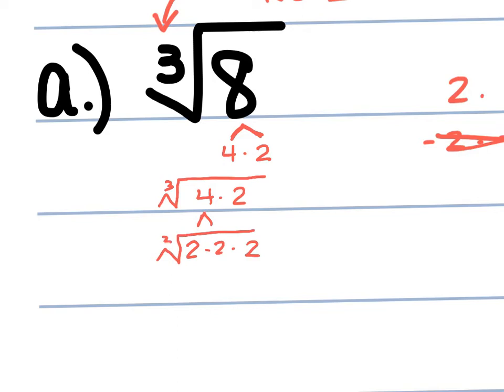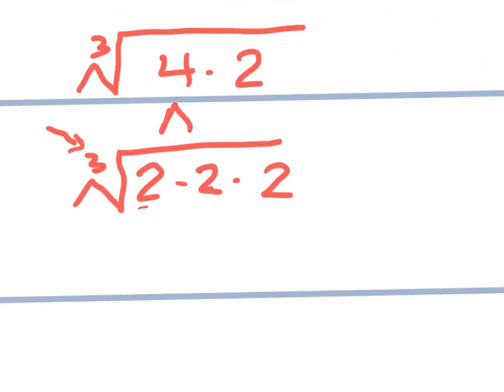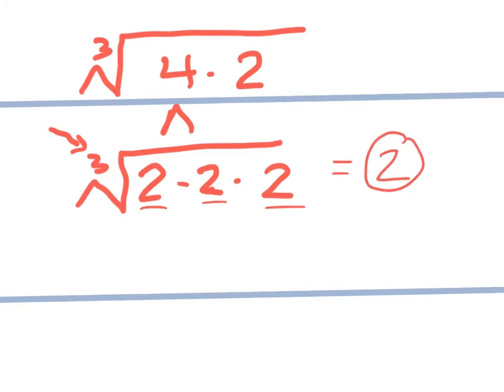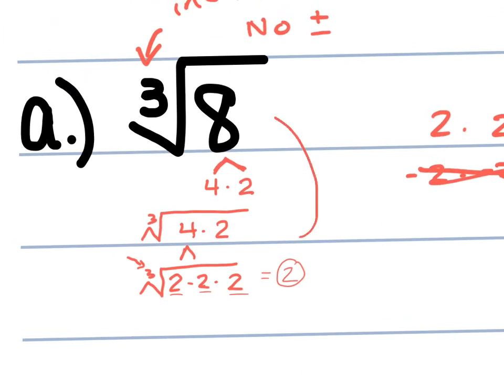Now remember, what this asked us to do is it said, hey, find a number that times itself 3 times will equal 8. Well, look right there at what we just wrote. There's a number that times itself 3 times will equal 8. Our answer is 2. Our answer is not the cube root of 2. It's not the square root of 2. It's just 2. 2 is the number that times itself 3 times will give us 8.